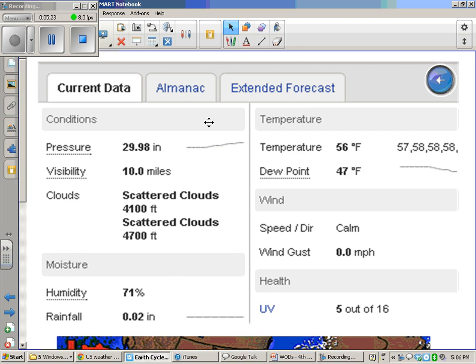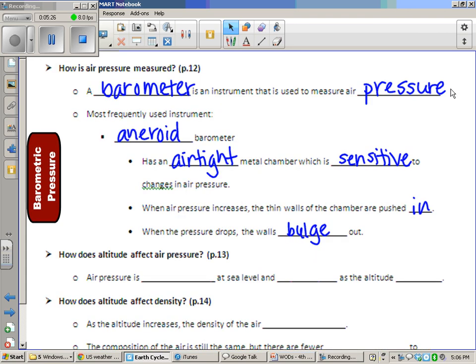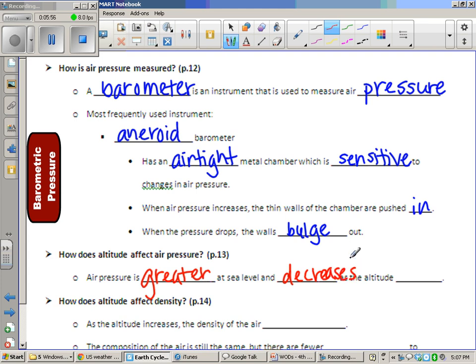Okay, so let's go back to our notes and discuss how does altitude affect air pressure. So if you increase the altitude, if you go someplace where it's a little bit higher up on Earth, how does that affect your air pressure? Well, air pressure is greater at sea level and decreases as the altitude increases.